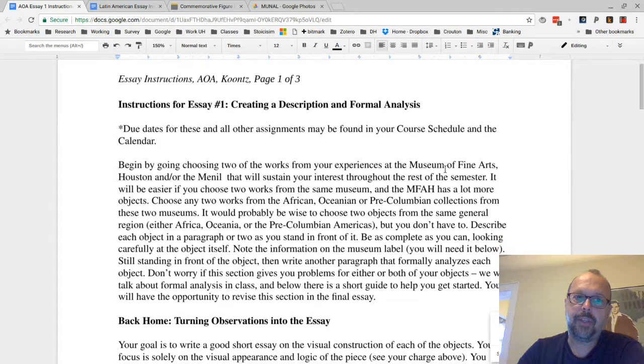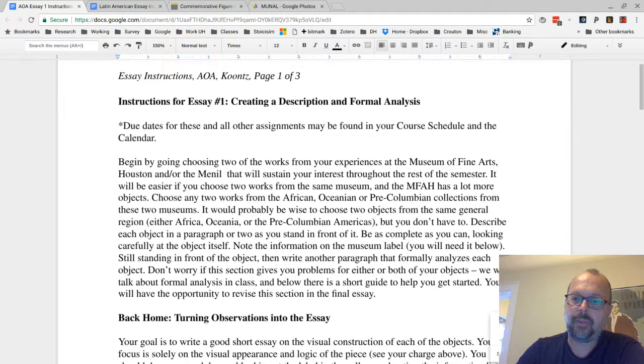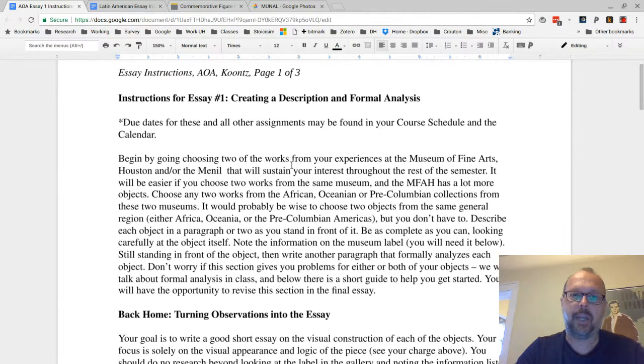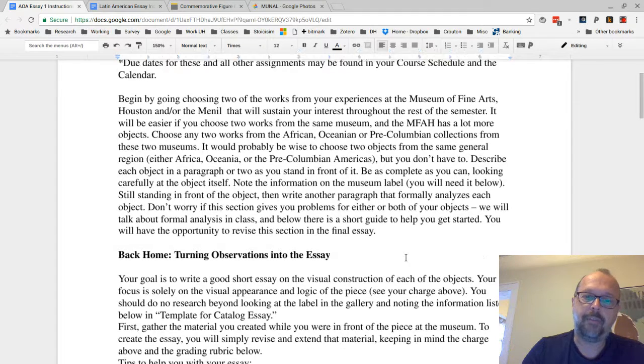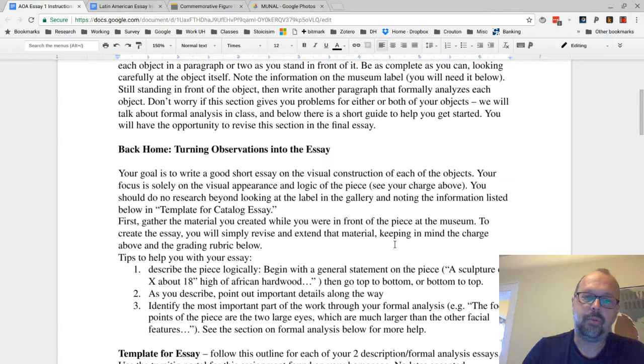So we're going to start with the essay instructions for AOA, Africa, Oceania, and the Americas. What they're going to do is choose two works from a museum. They're going to look at them closely while they are there and attempt to describe them, attempt to translate that visual experience into prose. This is the big problem, really, of this assignment. And then when they get back, I've asked them to revise that description of the object so that it is logical.